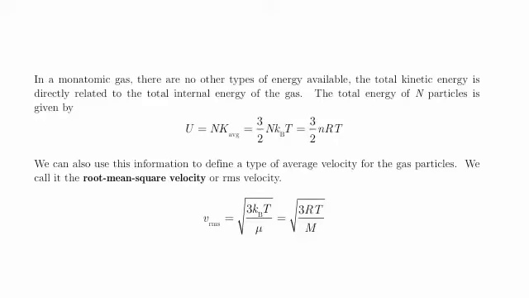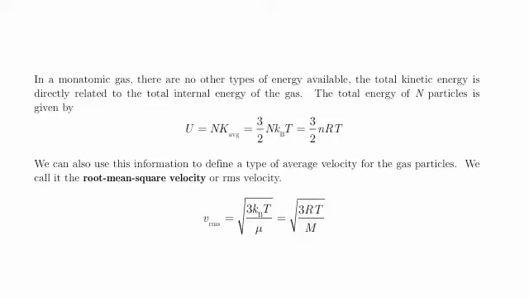Really, the total kinetic energy is directly related to the total internal energy of the gas. So for n particles, the total energy U is equal to n times the average kinetic energy of one particle, which is equal to 3/2 n kBT, or 3/2 nRT. That is the total internal energy for a monatomic gas.